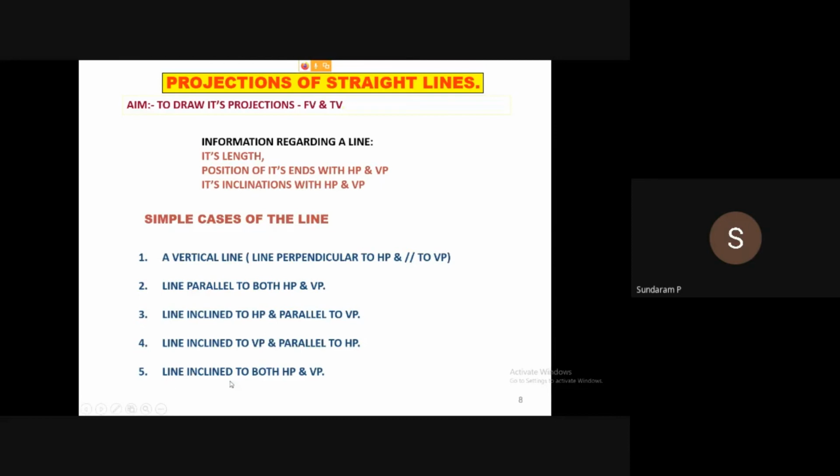Some cases, the last one. Actually there are six conditions. The first two conditions I gave in the first case. The fifth condition, or this one is the sixth condition: a line inclined to both the horizontal plane and the vertical plane. So here in this class, we will see only four conditions. First, the simple cases. These first two cases we consider as simple cases.